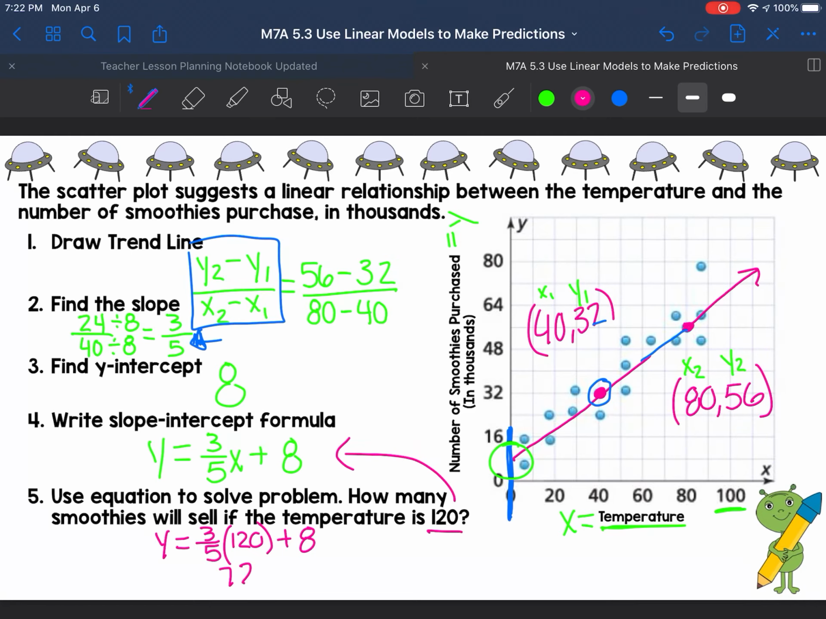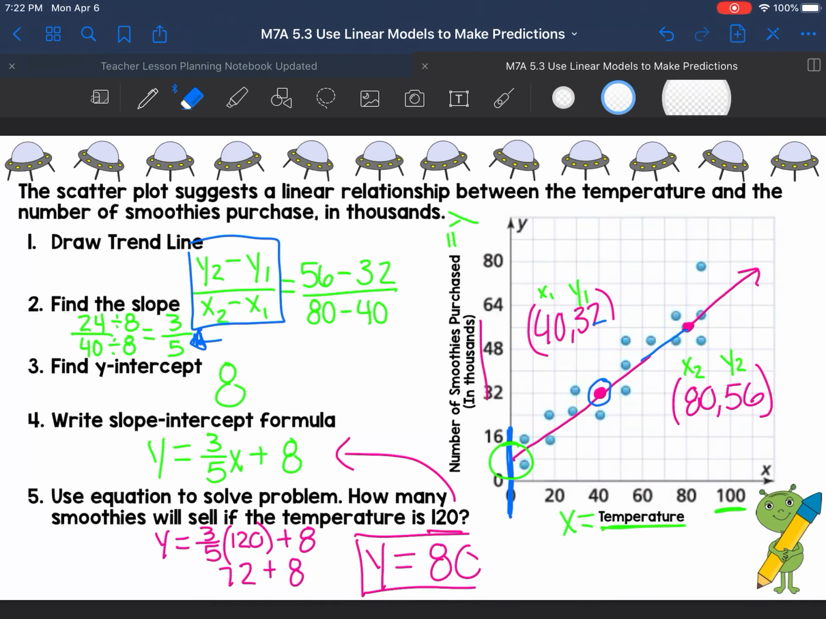So 3/5 times 120 gives me 72. It is okay, guys, for this lesson if you use a calculator. If you have a calculator, use it. It's totally okay. Plus 8. And 72 plus 8 equals 80. So when the temperature is 120, I should sell about 80 smoothies. Or actually, it's in thousands, so I would actually sell 80,000 smoothies.